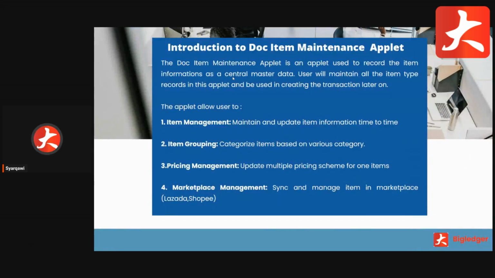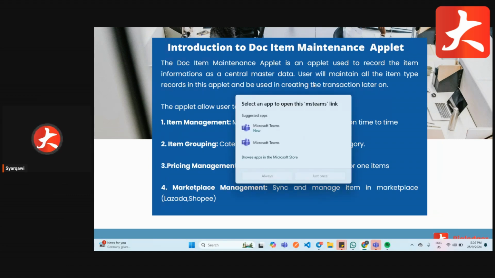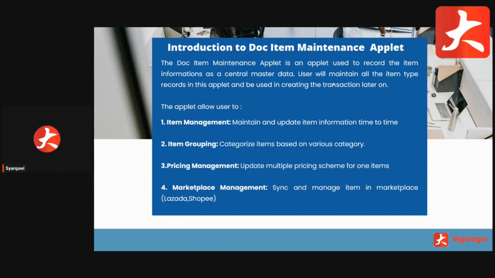Okay. So basically this Doc Item Maintenance is an applet used for you to record the item information as a central master data. So user will maintain all the item type records in this applet and they will be used for the transaction. So in this applet, the user is able to do item management, which means they can keep updating the item from time to time, updating the e-invoice information, and then they can do the item grouping. So they can categorize the item based on various categories. Currently we have category 0 until category 20. But if users still need more, then we can make use of label.